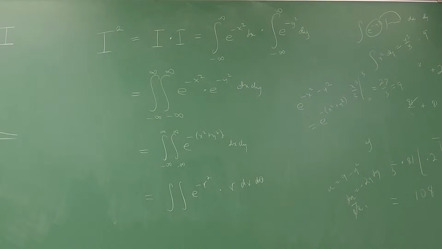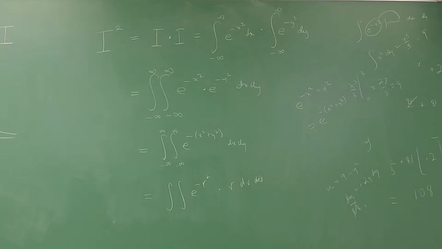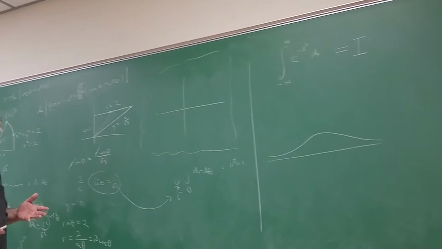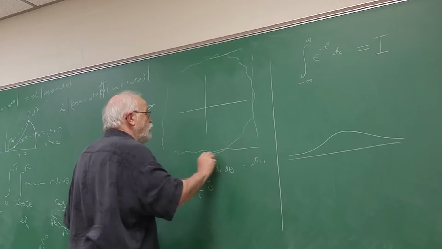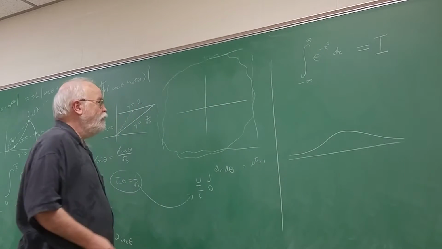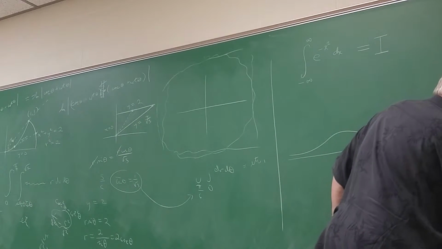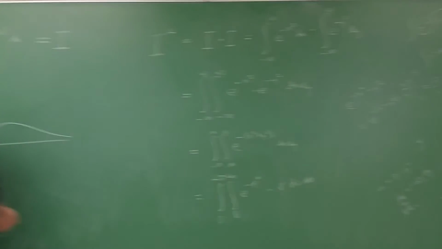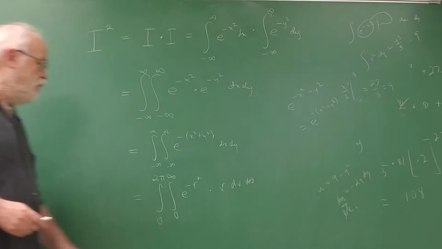So y is going from minus infinity to infinity, and x is going from minus infinity to infinity. Oh, it's just a great big square. But in polar coordinates, it's a great big circle. All right, so theta goes all the way around, 0 to 2 pi, and r is 0 to infinity. All constant limits, including the infinite limit.